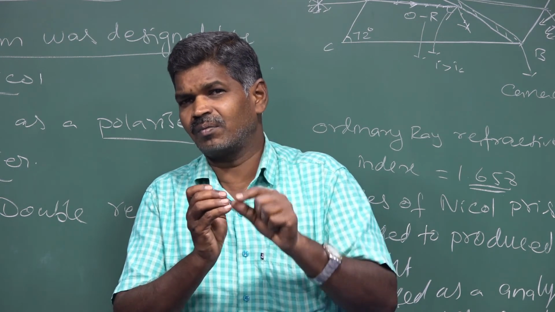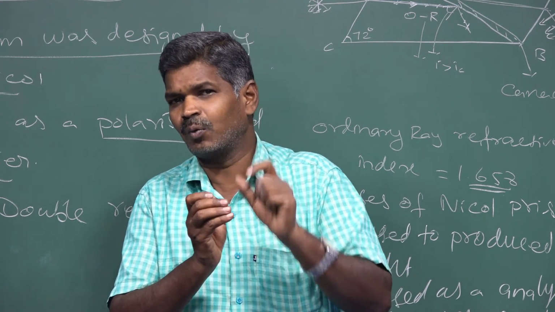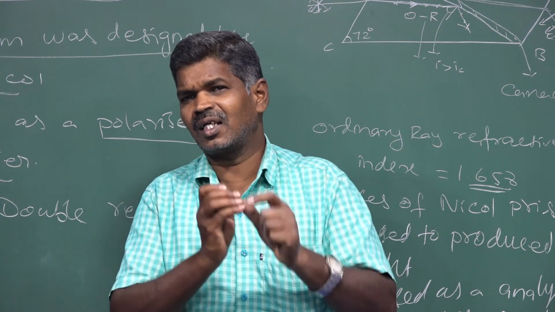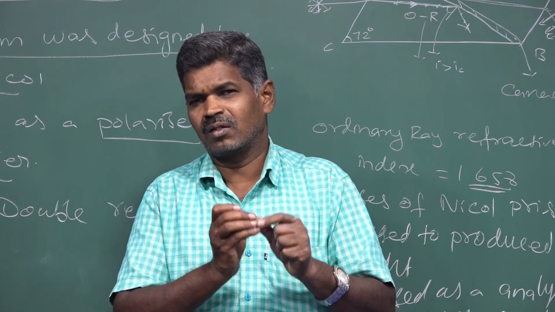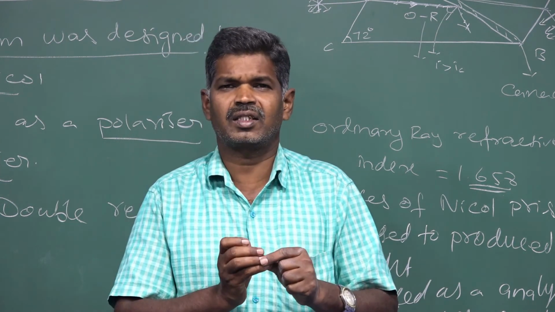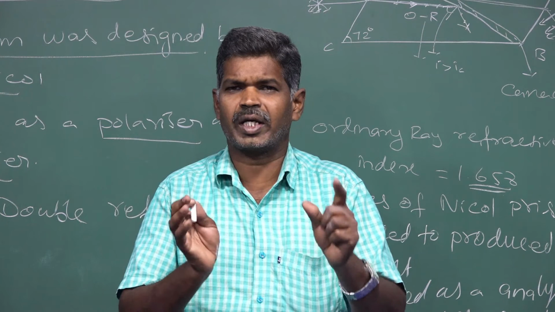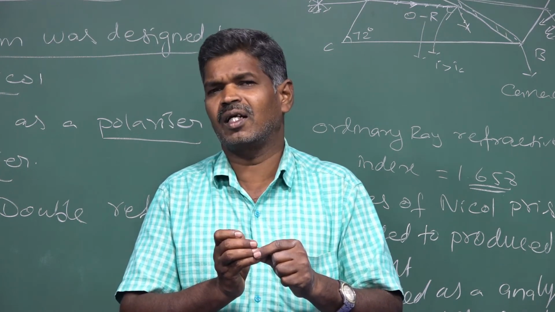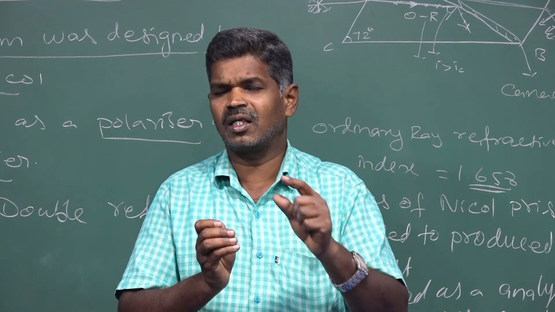That's why the ordinary ray moves from a denser to a rarer medium, and at the interface of the two media, the angle of incidence is greater than the critical angle. That is the condition for total internal reflection. That's why the ordinary ray is totally internally reflected.